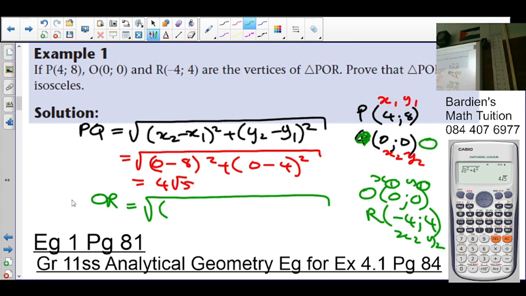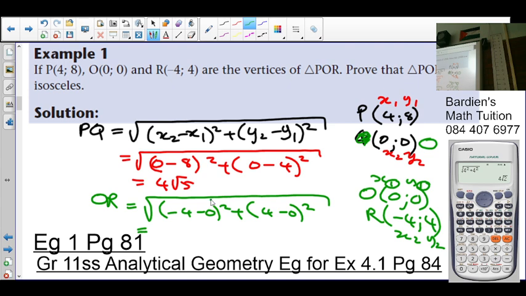So x2, which is negative 4 minus 0 squared, plus 4 minus 0 squared. Let's put that in the calculator. If the answer comes to 4 root 5, the job is done. If it's not, I'll test it for the third side. So it's going to be the square root of 4 squared plus 4 squared, which gives us 4 root 2.